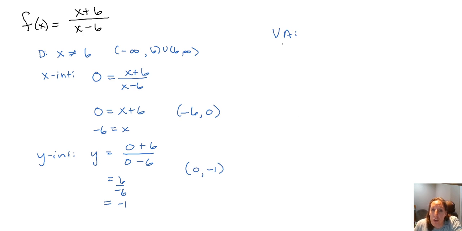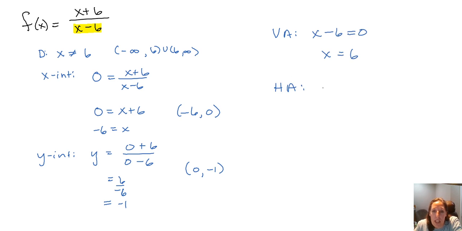And if we want to find the vertical asymptotes, remember vertical asymptotes are going to be when you reduce the fraction as much as you can, which ours is already reduced, and set the denominator equal to 0. And so we do have a vertical asymptote here at that one place where our domain breaks up, at x equals 6.